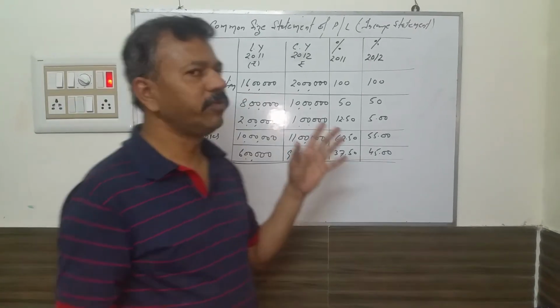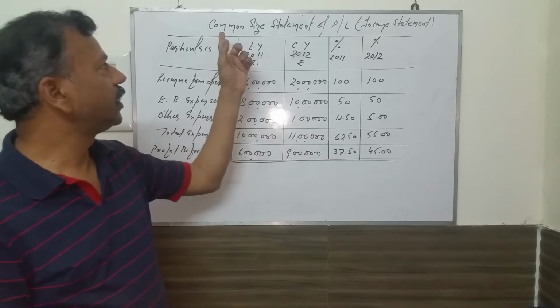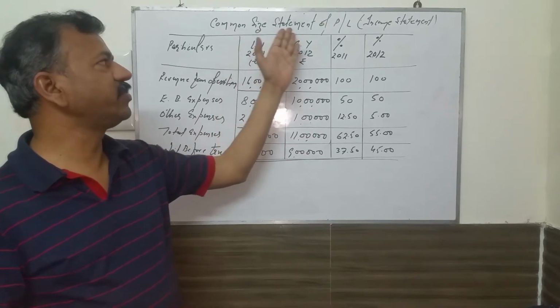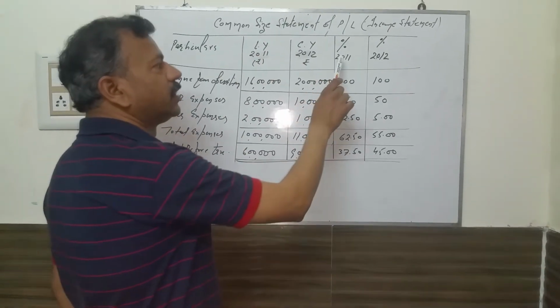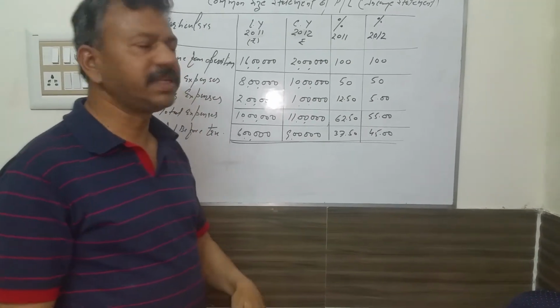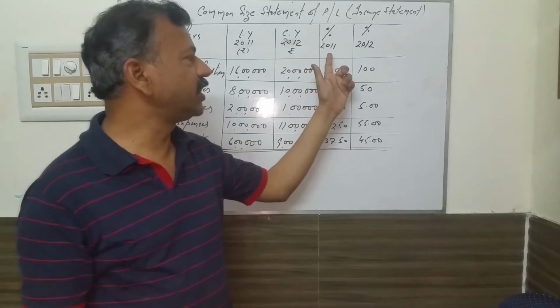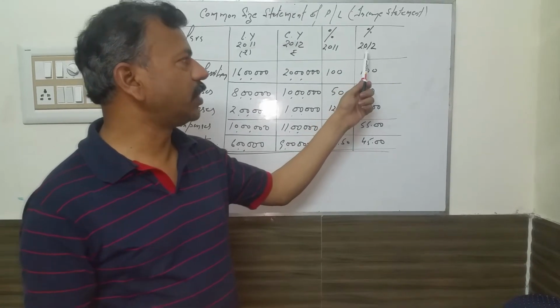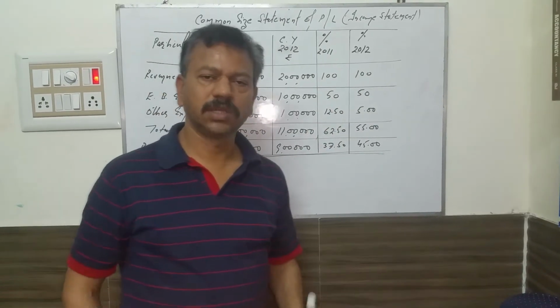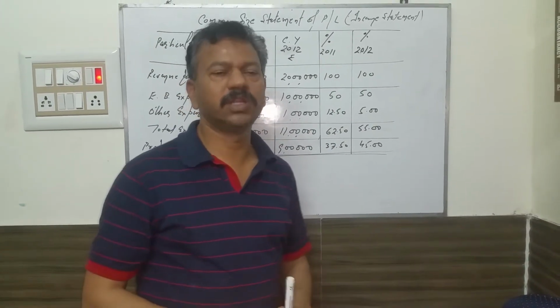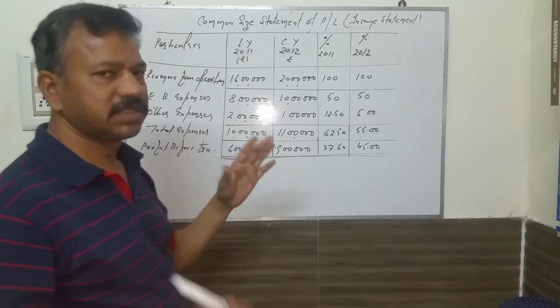Now, what will you do at the time of preparation of the common size statement? You will calculate the percentage for 2011 and for 2012. But the question is how? How will you calculate the percentage in the common size? It is very simple.